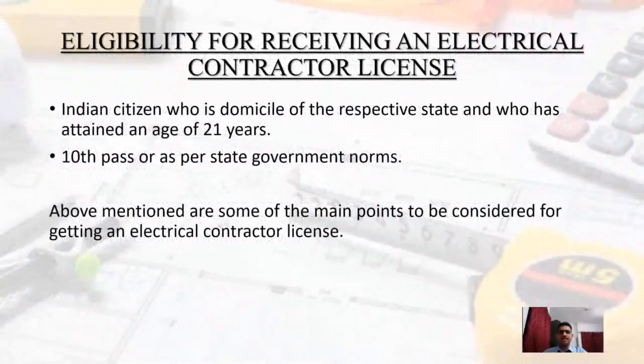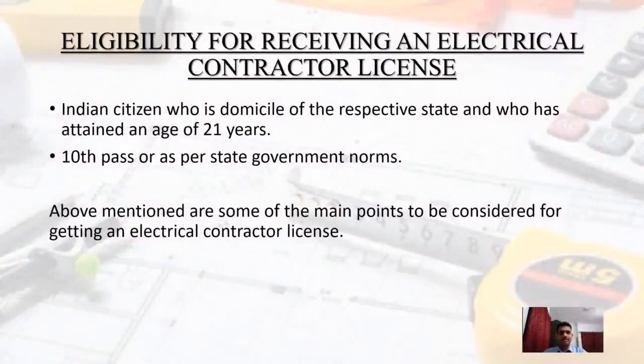In the next slide, we are going to learn about eligibility for receiving an electrical contractor license. This slide is an extra slide that I have added to give some extra information about eligibility criteria for getting an electrical contractor license. As it tells us, first a person needs to be an Indian citizen who is domiciled in the respective state and who has attained the age of 21 years.